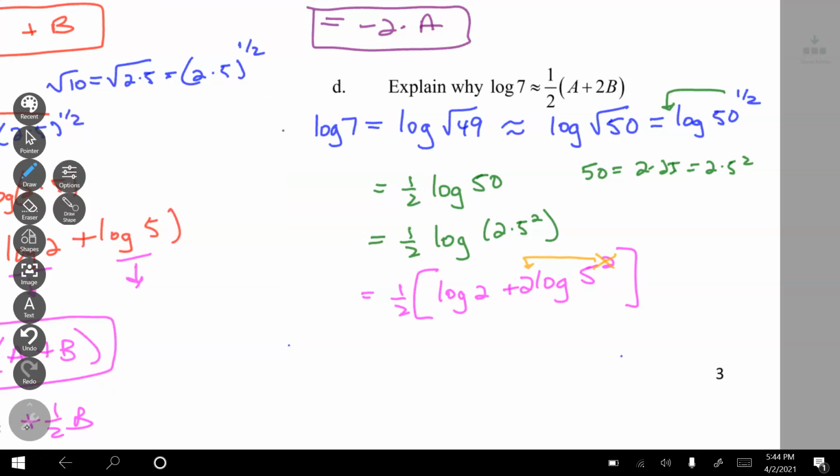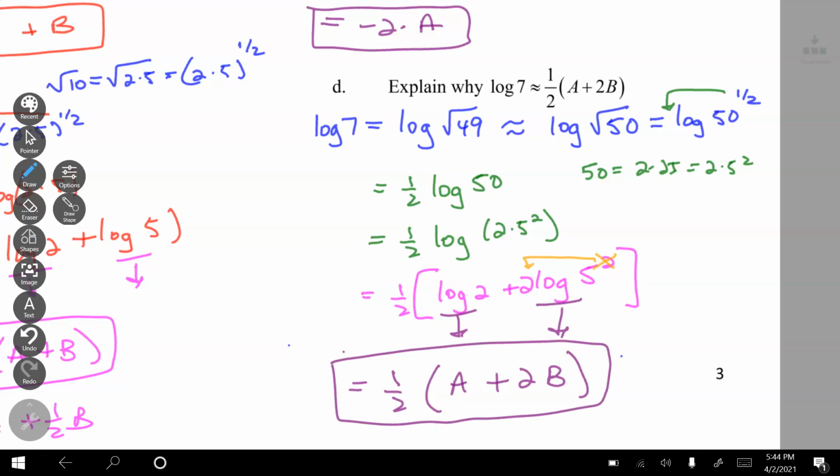And by my substitution rules, this becomes 1/2 times the quantity a plus 2 times b. And that's exactly what I'm looking for. So it's a little bit of manipulation saying that the square root of 49 is about equal to the square root of 50. Why 50? Because I'm playing with 2's and 5's, and with 50 I can get to something that multiplies by 2's and 5's.